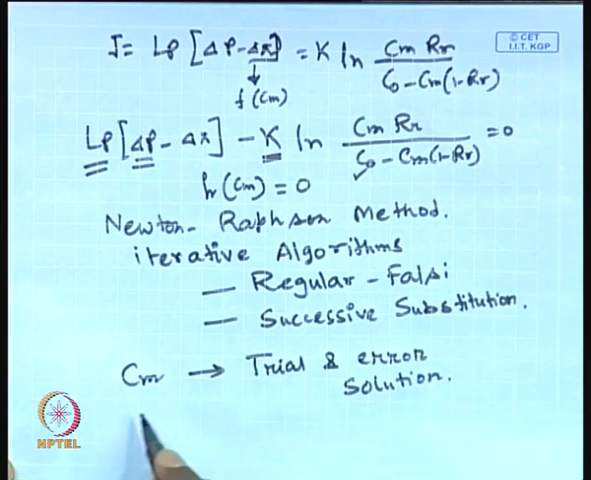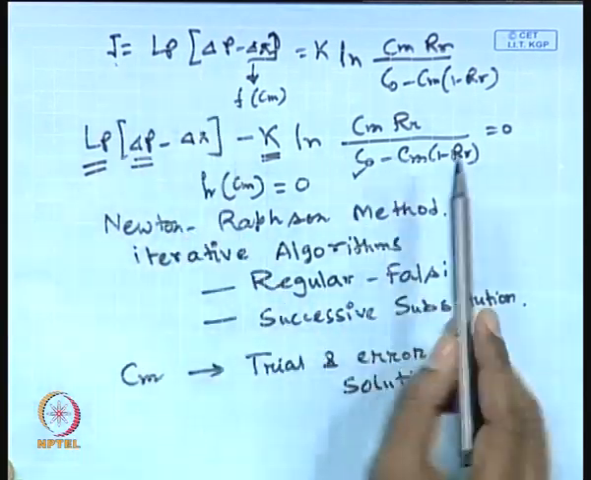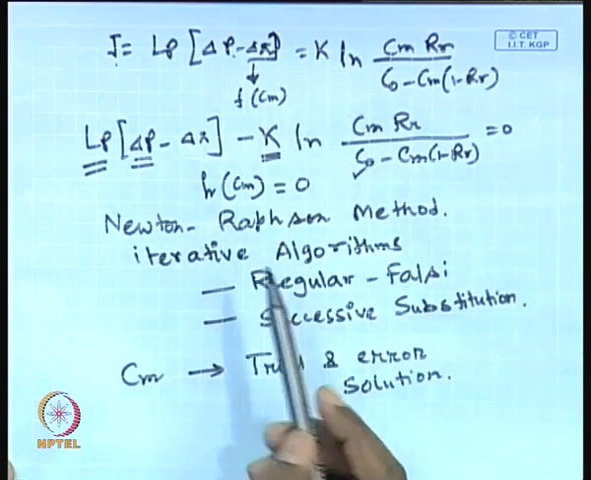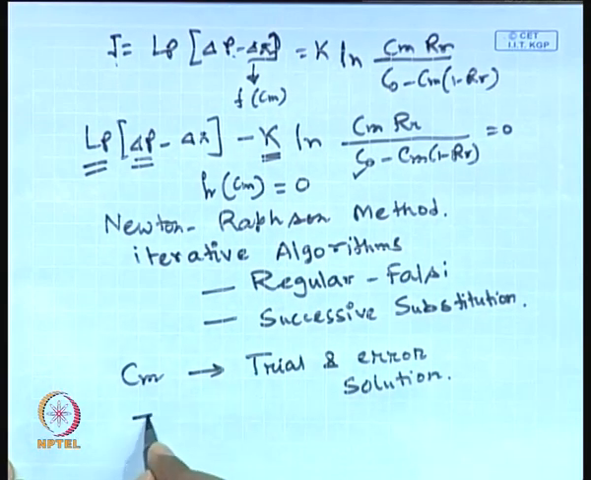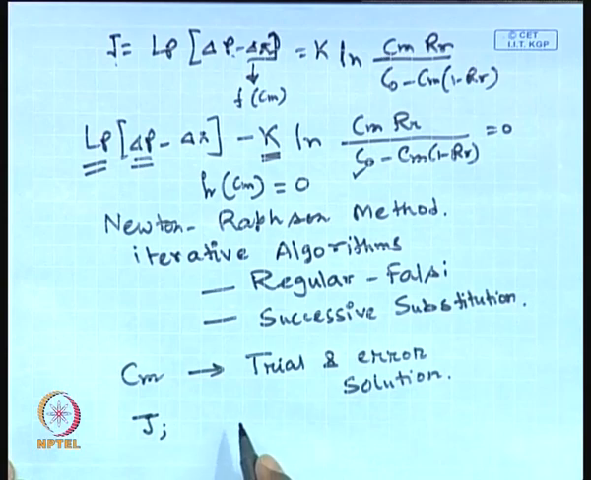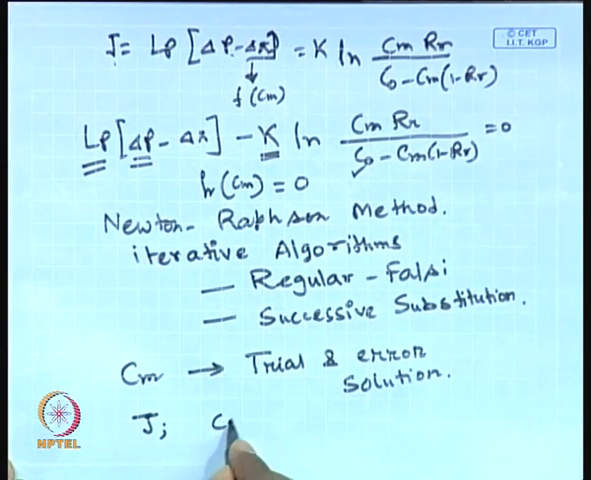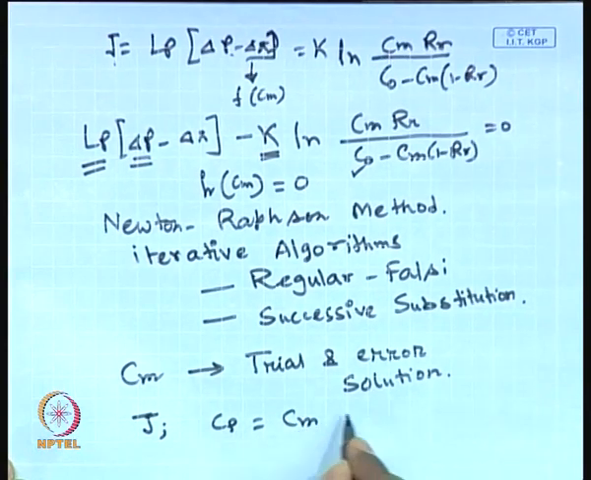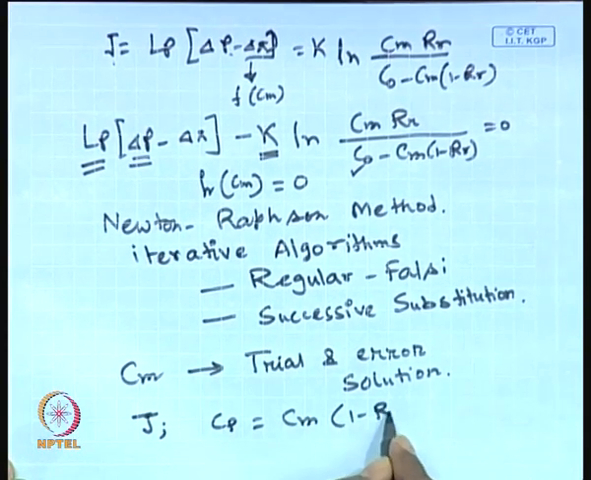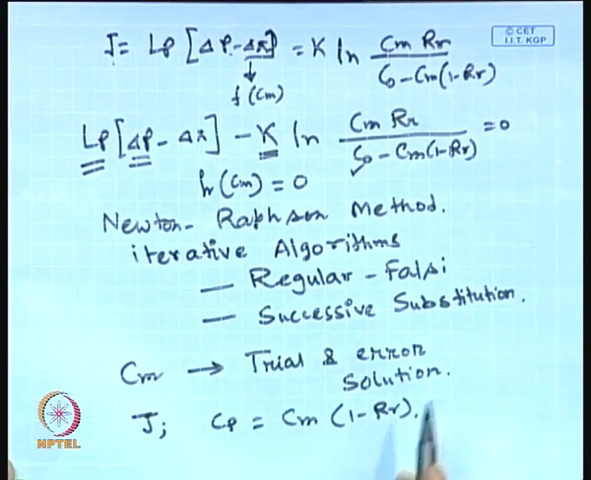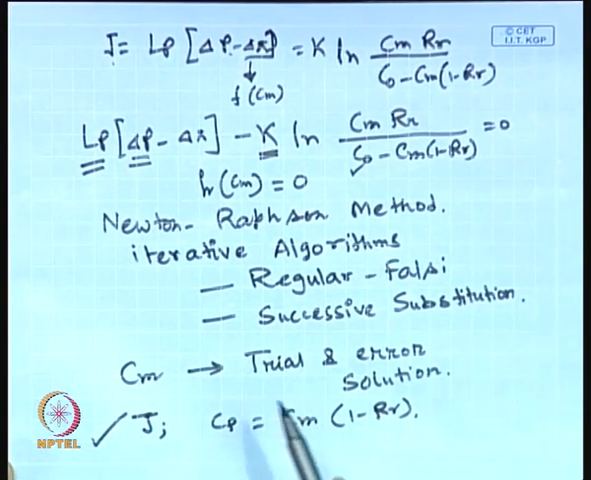Once you know the value of Cm, one can go back to the expression of permeate flux, either of these two expressions, and put the value of Cm, one can estimate the value of permeate flux or the productivity of the process. And one can go to the expression of Cp. If you remember, Cp is nothing but Cm into 1 minus real retention. Okay. So, one can get the value of permeate flux or the productivity of the process, and one can get the value of permeate quality or permeate concentration.